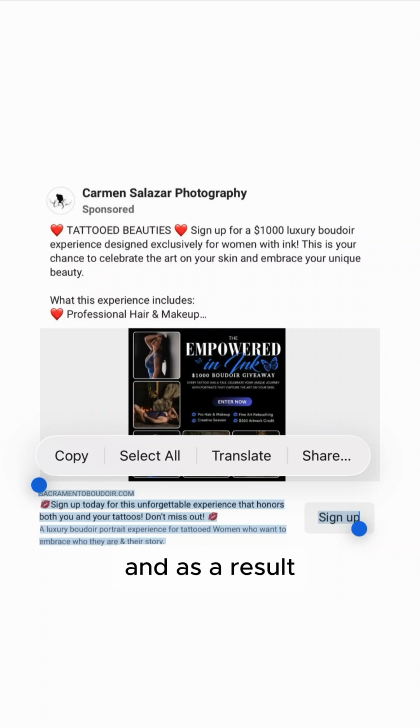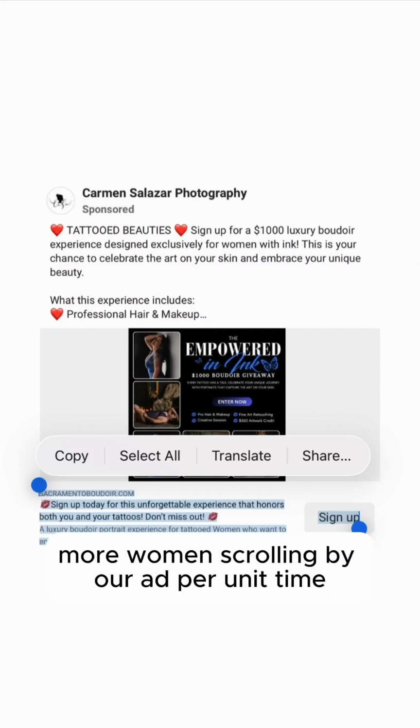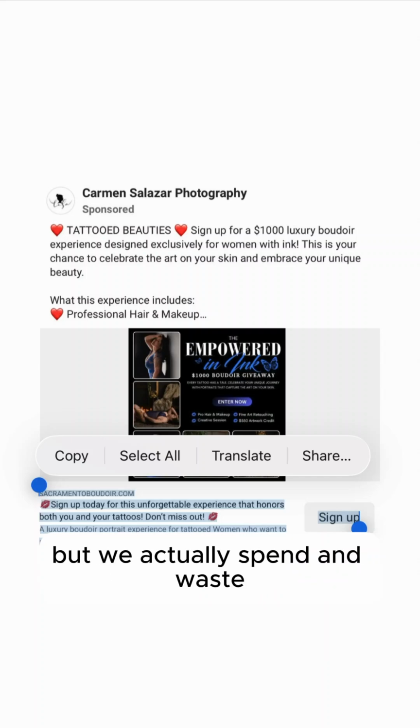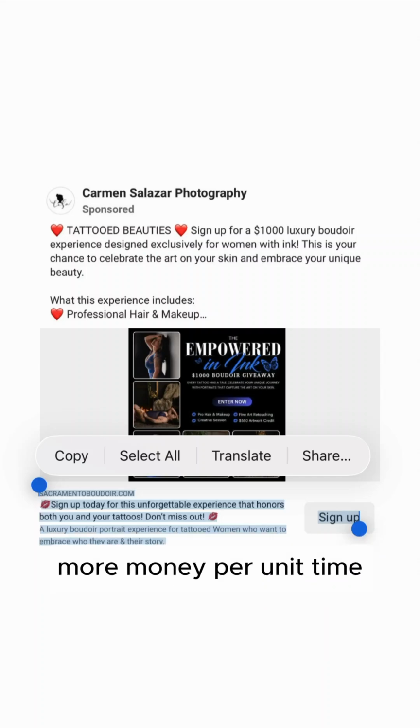And as a result, more women scrolling by our ad per unit time. Facebook actually makes more money because they can serve more ads per unit time, but we actually spend and waste more money per unit time.